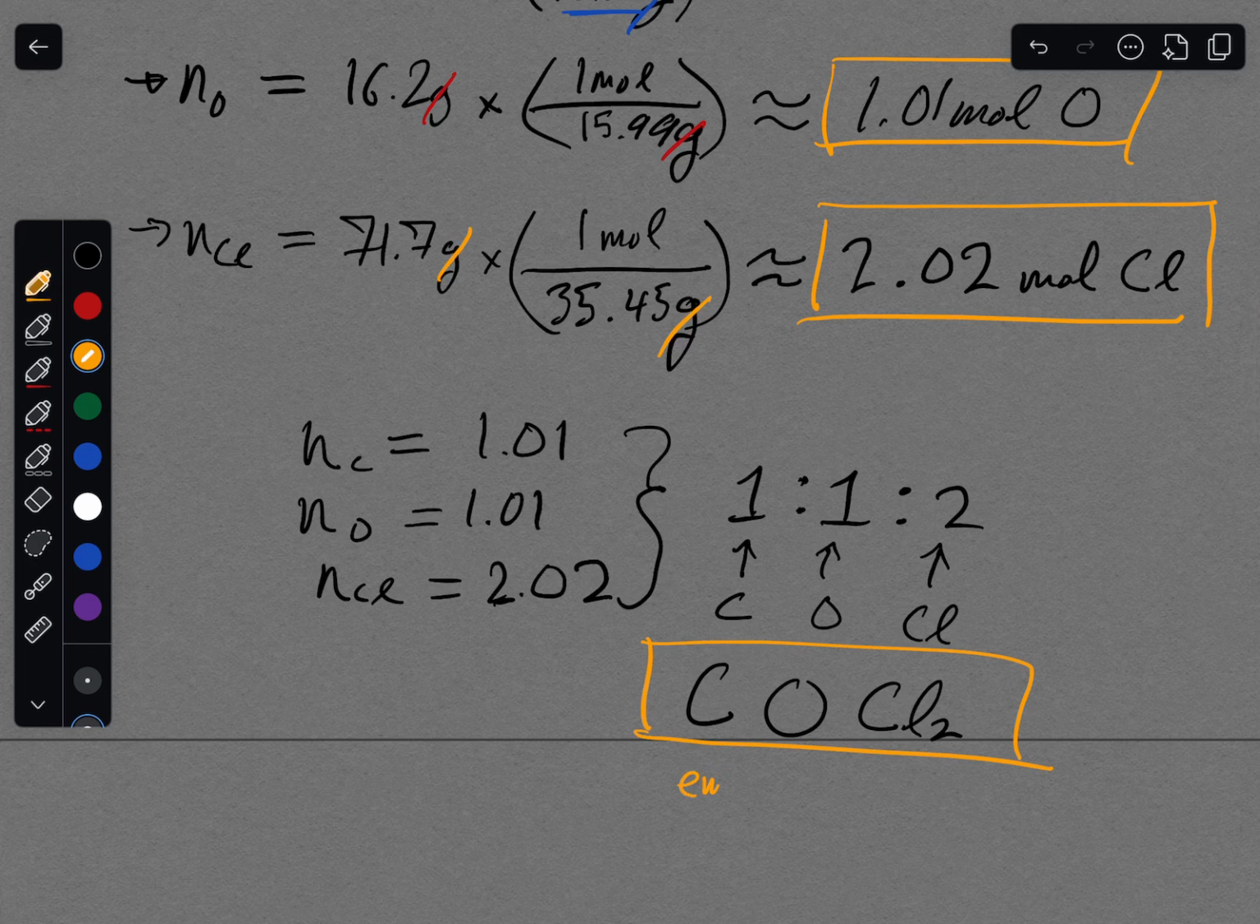That right there is the empirical formula for something called phosgene, which is a deadly gas that was used in World War I. A fun fact.